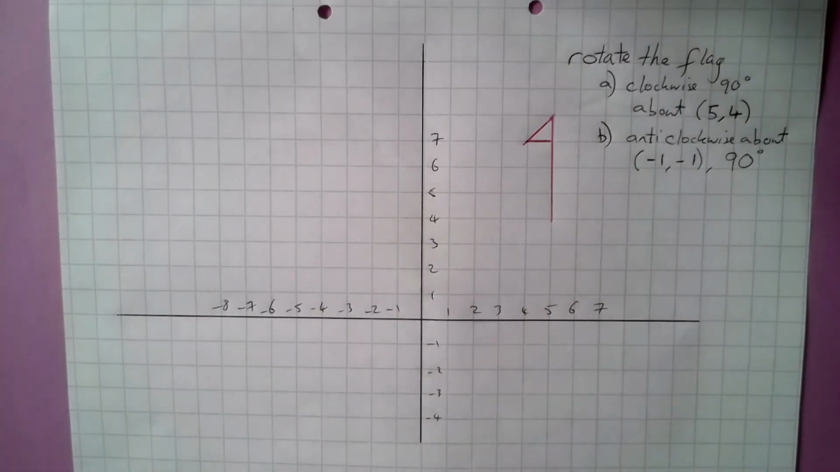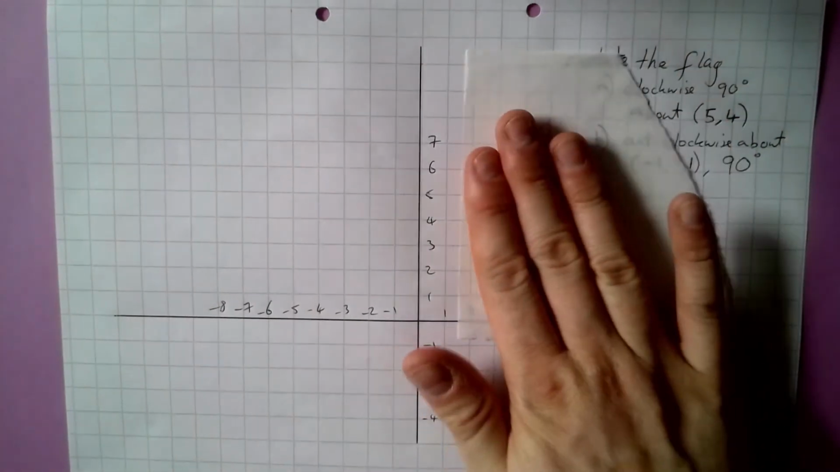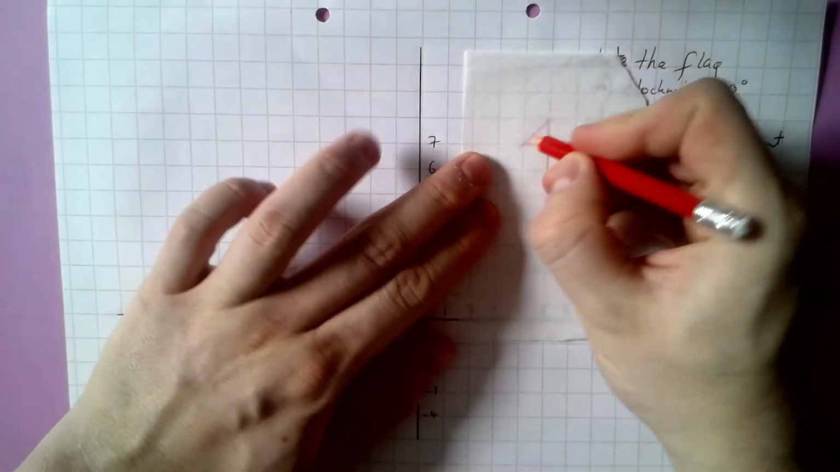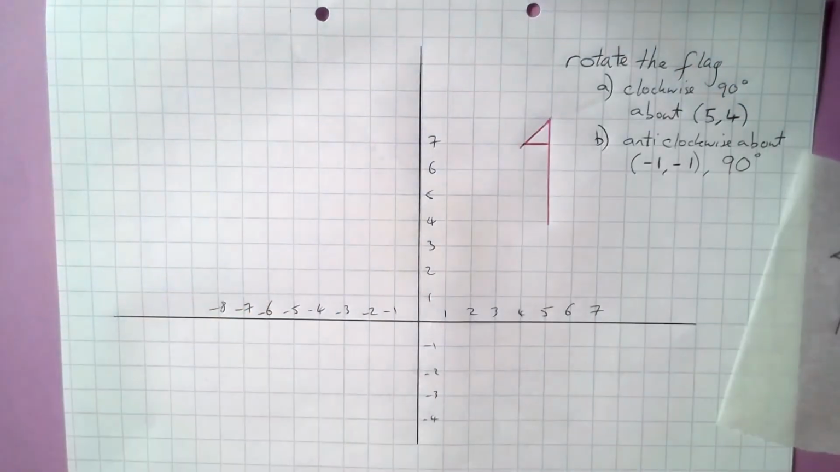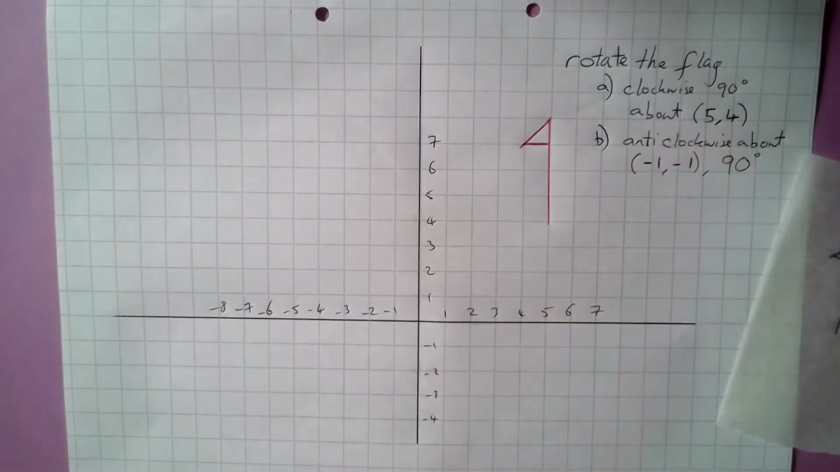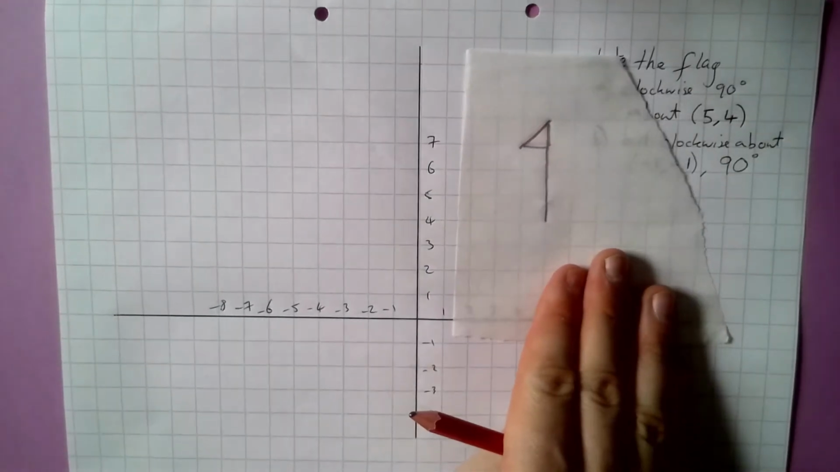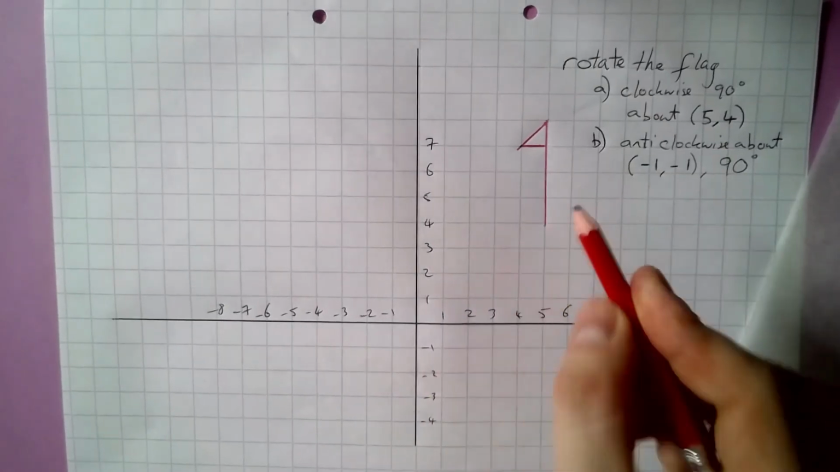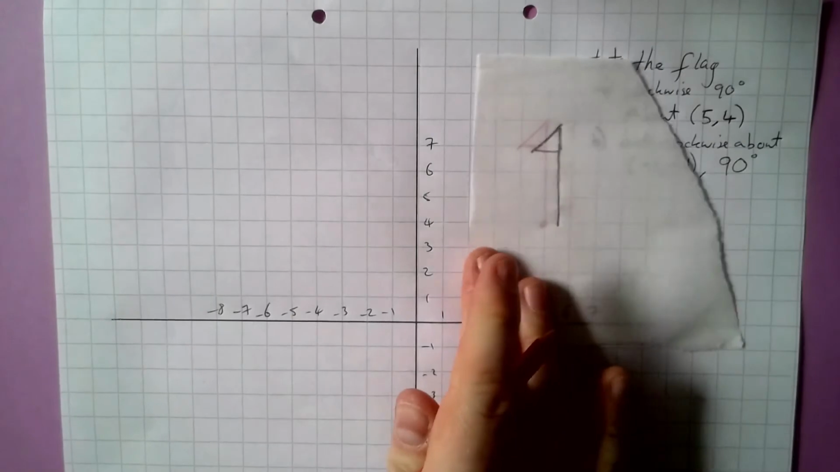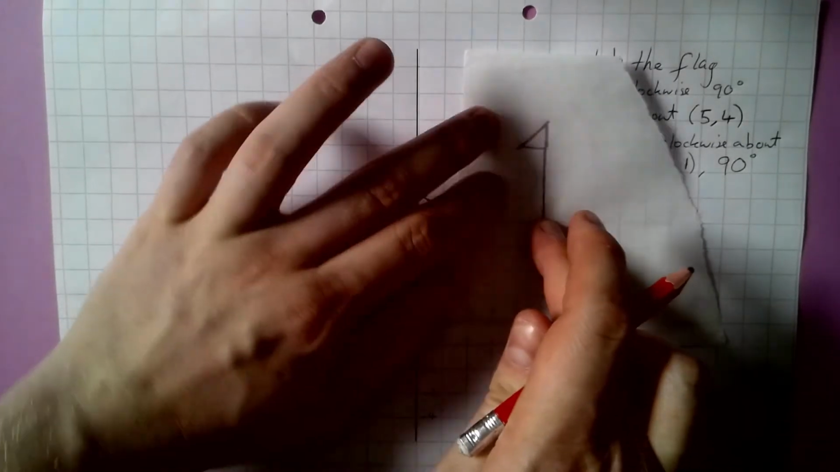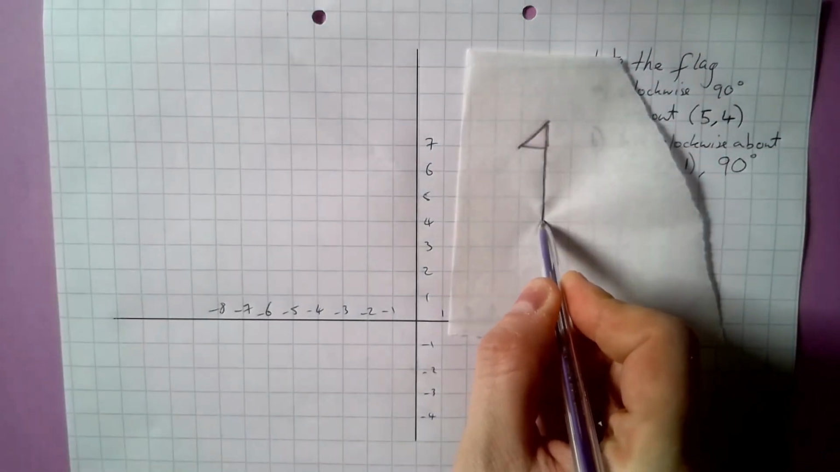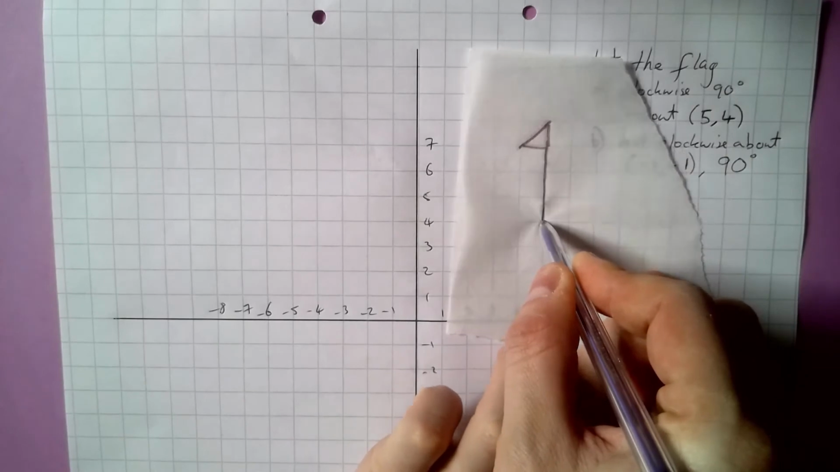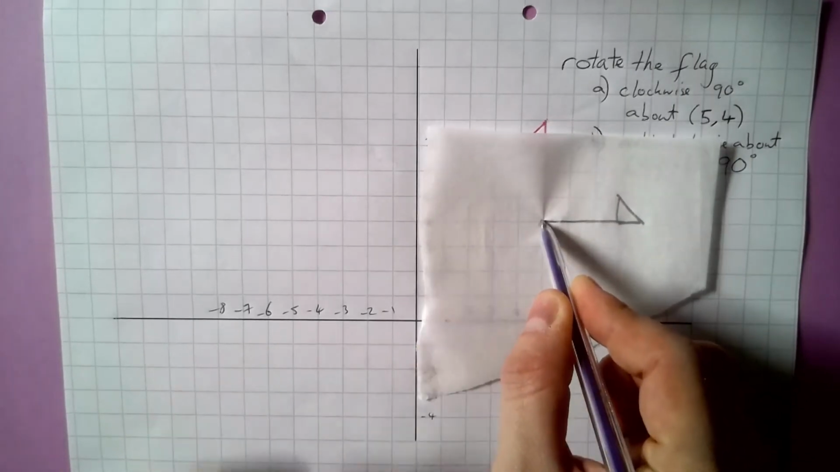So for part A, we need a bit of tracing paper. Again, I'm going to use a pencil and I'm going to draw over the shape. Now it says about the point 5,4. That is the center where I'm going to be rotating the shape around. So here, I'm going to line it up. 5,4 is this corner, so there is my center. So I'm going to put it back on. There's my object. I'm going to put a pen where it's going to be the center and rotate as required. So clockwise is this way, 90 degrees is there.